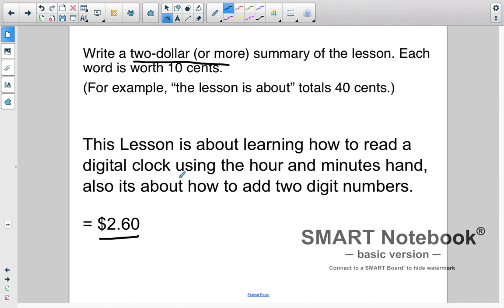So this summary is perfect because it equals more than $2, and it's a summary of a lesson that we learned in 3rd grade. But you need to write a summary of the lesson that we just learned, using our arrays and our pictures.